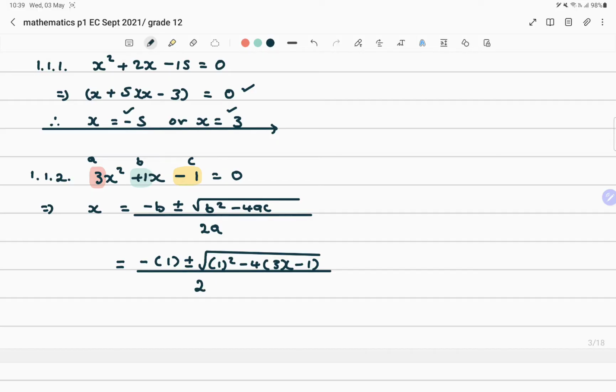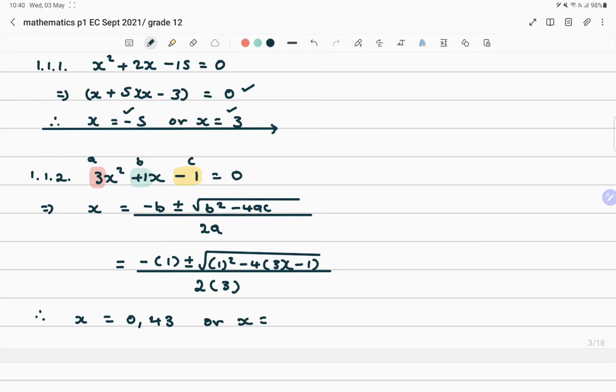And then we've got 2 into 3. So we can make our conclusion here. Therefore x will be equal to, now let's get to the calculator. So we've got minus into 1 plus the square root of 1 squared minus 4 into 3 into minus 1, divided by 2 into 3. So what I'm getting here is 0,77 to 2 decimal places, okay?